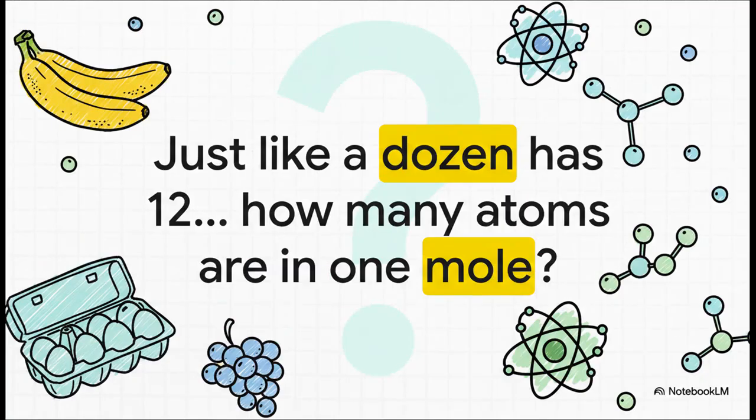We all know what a dozen is, right? It's 12 of anything. Eggs, donuts, bananas, you name it. It's just a word for a number. Well, chemistry has one of those too, but it's for counting atoms. We call it a mole.